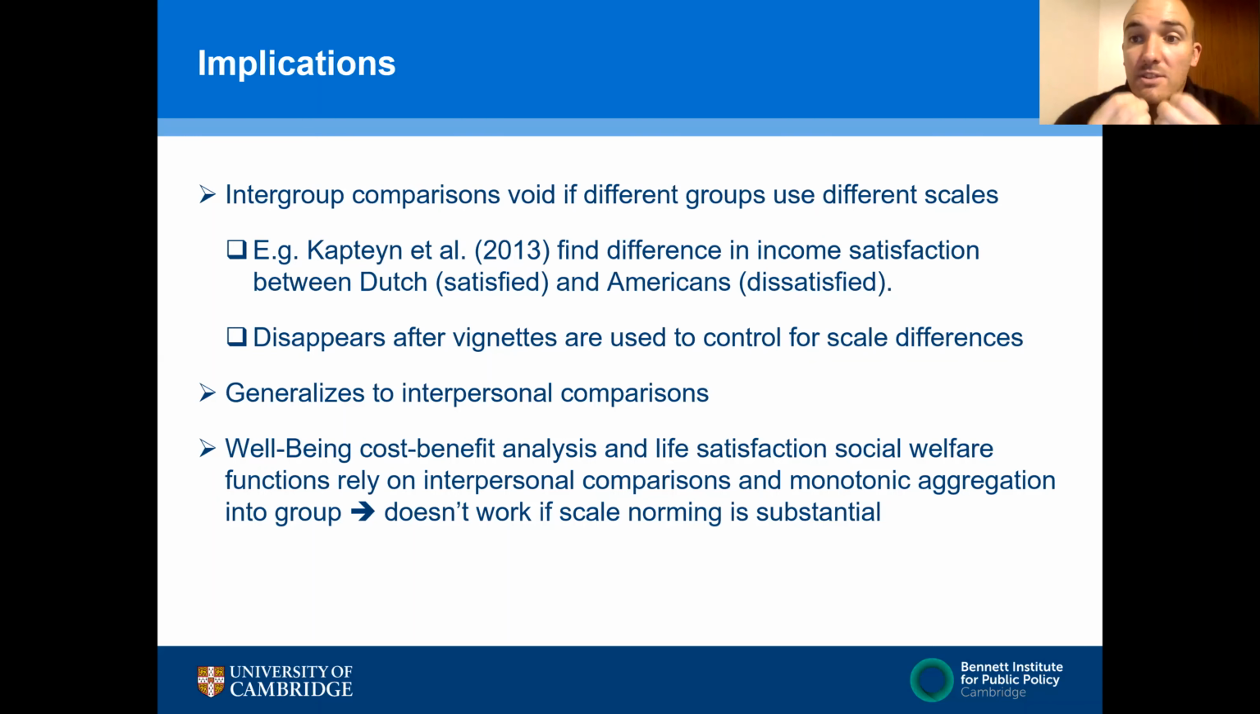This kind of thing generalizes then to interpersonal comparisons as well. It's quite possible that if you're comparing me to someone in a very different part of England, we're just using very different scales. And so it's not really straightforward to say that my 8 means the same thing as that person's 8. Now, well-being cost-benefit analysis, which is something that a lot of people are promoting in the public policy space for a range of reasons, a lot of which are very good reasons, I think, is really kind of acutely affected by this scale norming issue. So it relies on quite precise estimates of the effect of certain changes and then aggregating those effects up to a group level. And so here you've got different effects on different people. They're all using different scales, and then you aggregate them up into a group, and you're just compounding the measurement error the whole time.